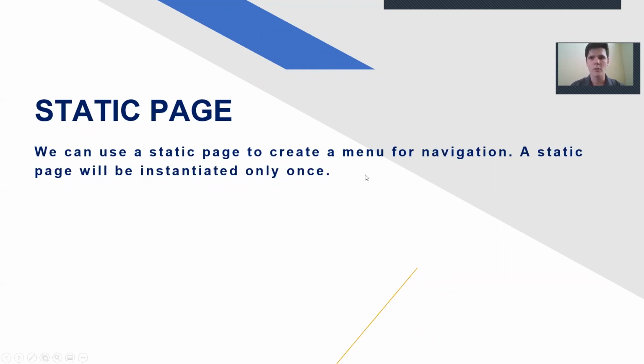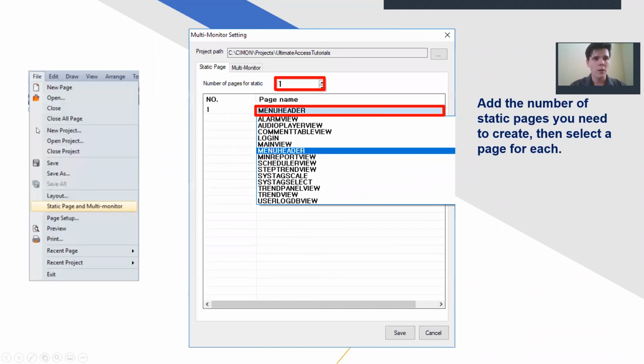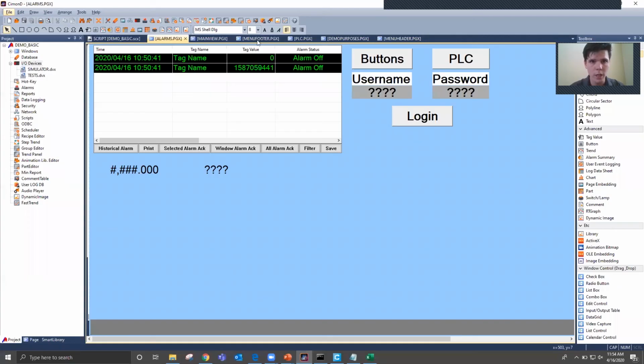We can use the static page for navigation, and then it only does it once. Once you run it, the static page will stay there. The way to do that is to go to File, Static Page, and Multi-Monitor. Number of static pages, 1, and then we can choose menu header or the name of the page that we're talking about. For us, I did footer and header. You'll see the names are menu footer and then menu header.